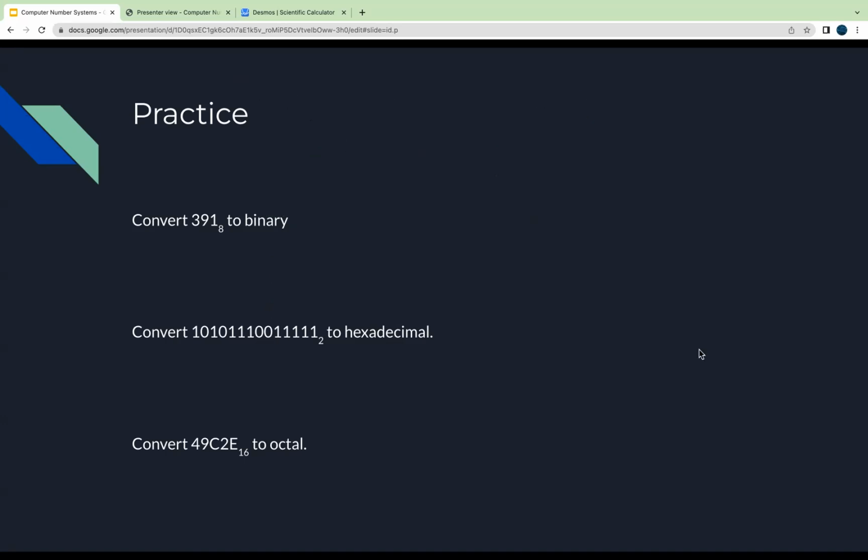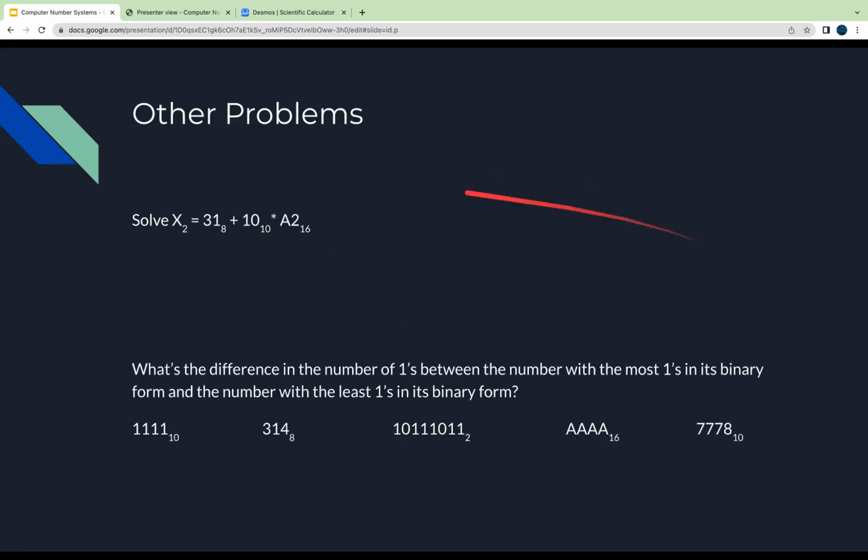Okay. So besides these kind of problems, we have a few other miscellaneous problems here. For example, if we're solving for this number in base 2, and we have this assortment of other numbers in other bases, then we might have to convert these to a common base. For example, we could say we work best with decimal, so let's convert all of these numbers to decimal, and then convert that to binary.